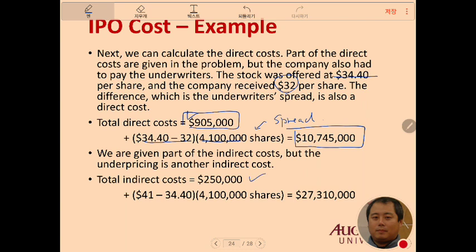Now their indirect cost is $250,000. That's the indirect cost, and then this is the underpricing cost. So the offer price is $34.40. The price really popped up to $41 a few minutes after they actually trade. So this is the money left on the table, times 4.1 million shares. So $27,310,000 will be the indirect cost of this IPO.